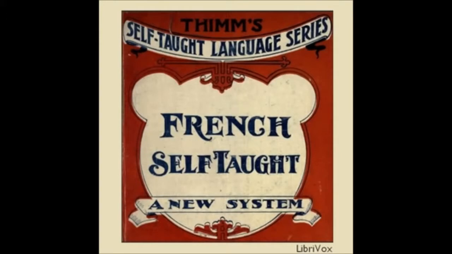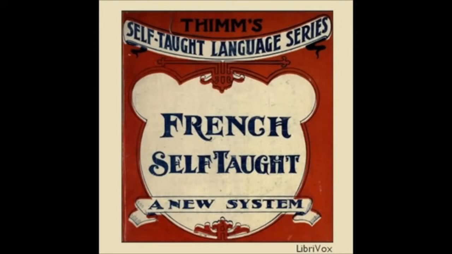Participles. Present: étant, being. Past: été, been; ayant été, having been. Indicative mood. Present: I am, je suis; thou art, tu es; he is, il est; she is, elle est; we are, nous sommes; you are, vous êtes; they are, ils, elles sont.